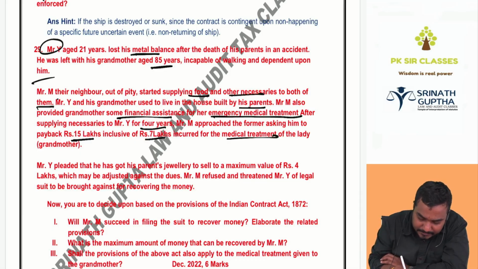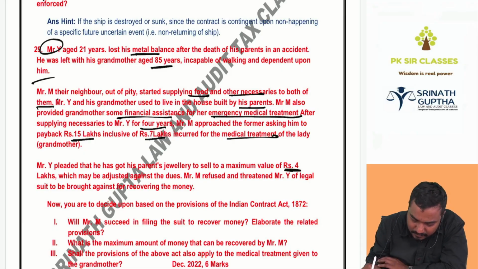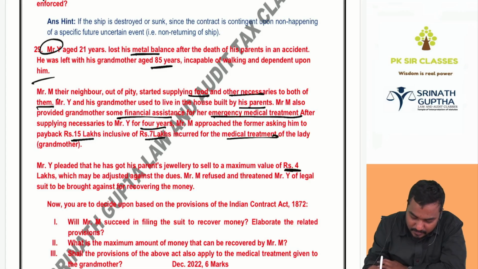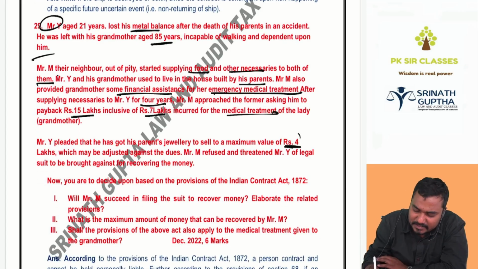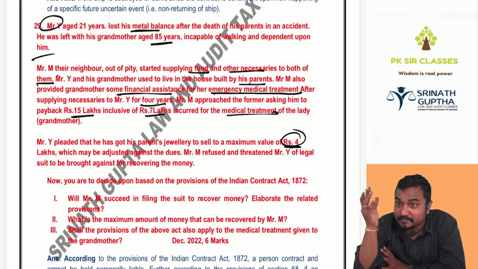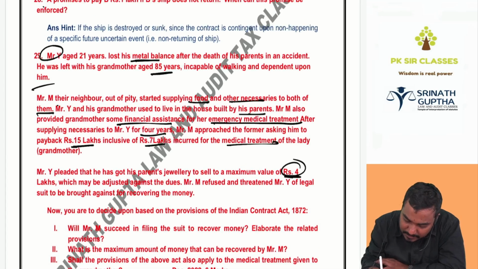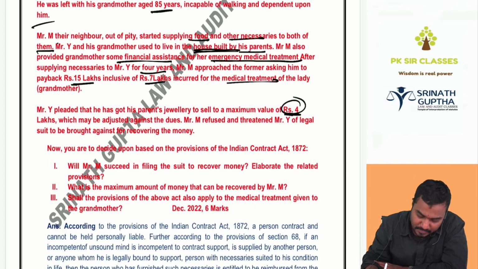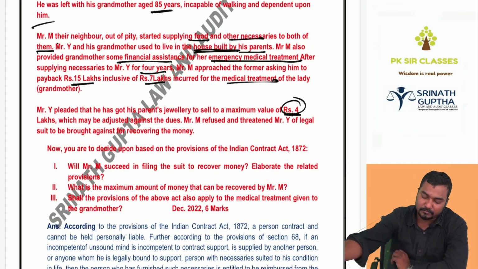Mr. Y pleaded that he had his parents' jewelry to sell, a maximum of 4 lakhs, which may be adjusted against the dues. Mr. M refused and threatened Mr. Y with legal action. So what is the worth of the estate, beta? Jewelry is 4 lakhs and the building is also there, constructed by his parents. So can we recover from the jewelry? Yes. Can you recover from the building? Yes. Now you are required to answer the following questions.